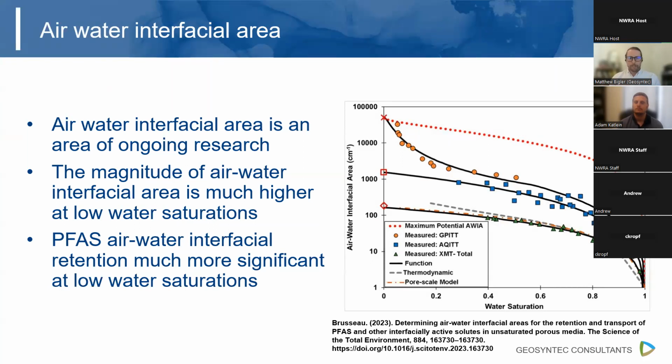What I want you to take away from this is that the magnitude of air-water interfacial area is much higher, much more significant at low water saturations. So the low water saturations you see in arid regions is often an important player in this PFAS retention. But if we move to higher saturations, we're not going to see as much of this air-water interfacial retention, and because it's not as strong a retention mechanism as our solid phase absorption, at higher saturations it does not play as significant a role.